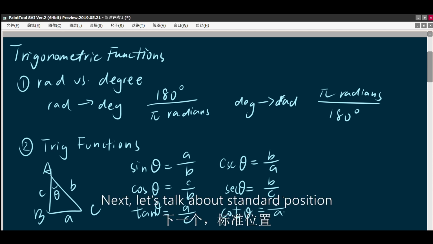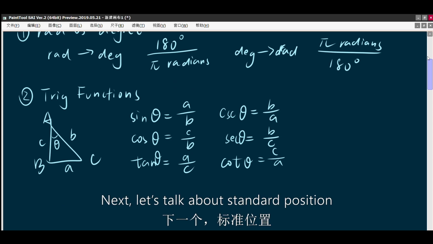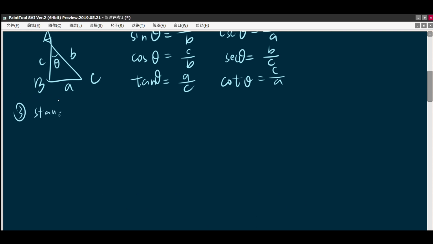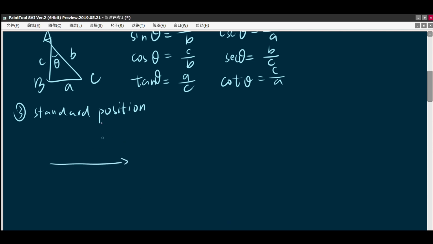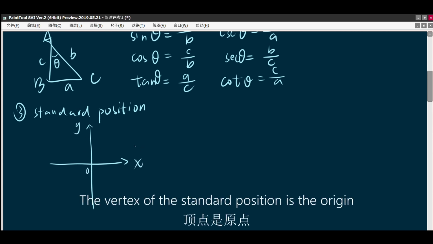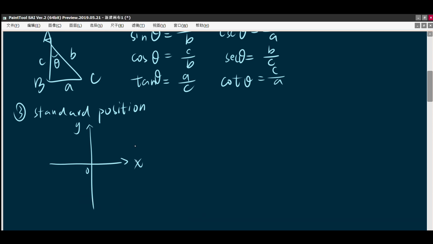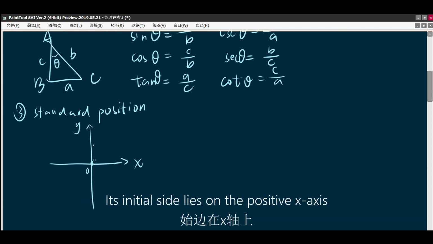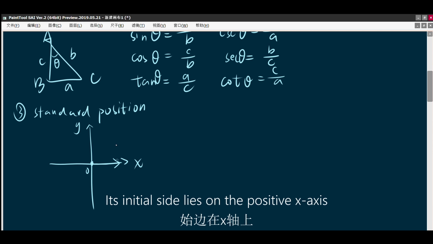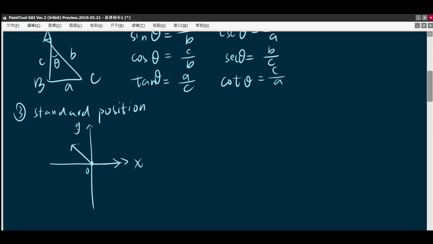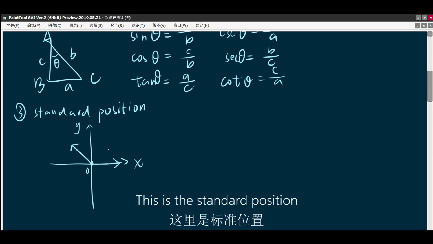And next, let's talk about standard position. We first draw a coordinate system. The vertex of the standard position is the origin, and its initial side lies on the positive x-axis. The terminal side can lie on any place, such as here. And this is the standard position.